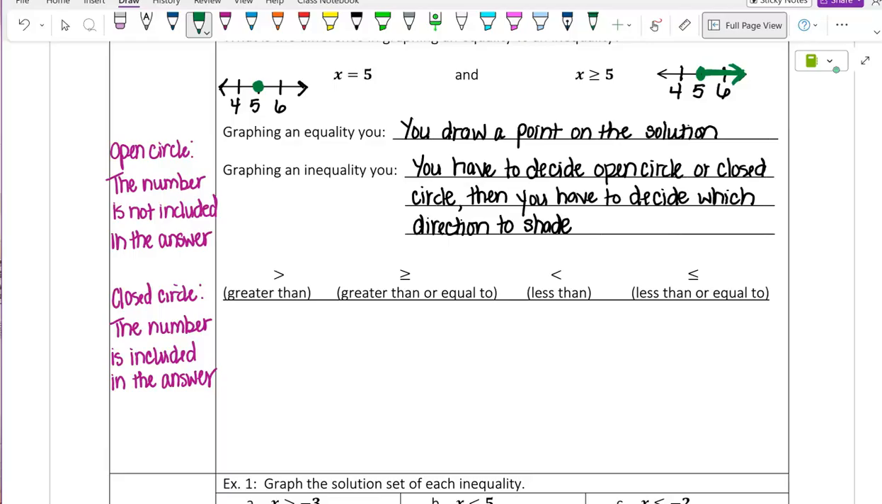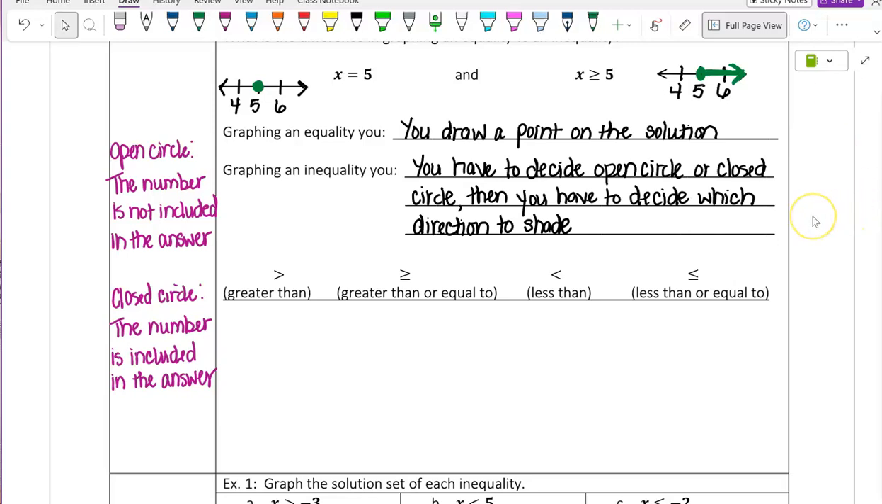By shading the arrowhead, you're saying that not only does the 5 included, but every number beyond that 5 and beyond what is drawn on the number line. That number line keeps going on indefinitely to the right. So we're including every number that goes to the right there. So that would be the difference between graphing an inequality and graphing an equation. Equation, it's just one simple point. And inequality, there's decisions that we have to make, and we have to understand the symbols.